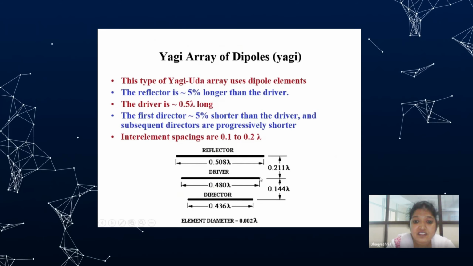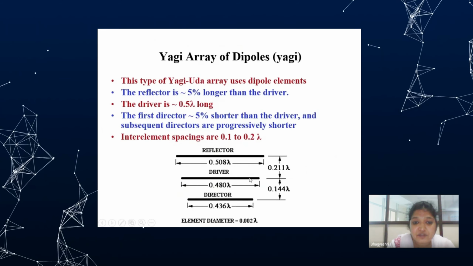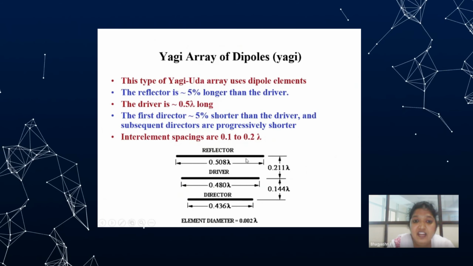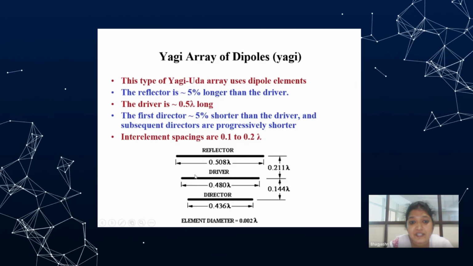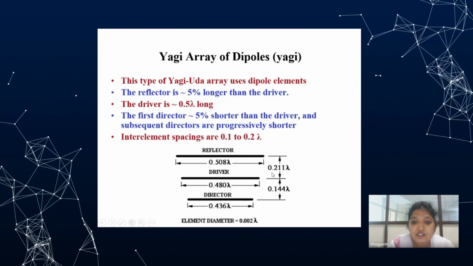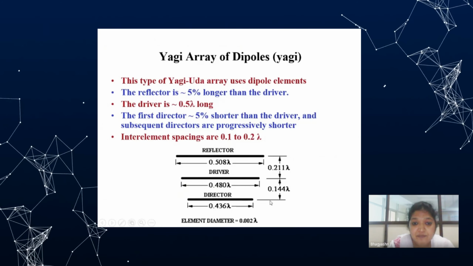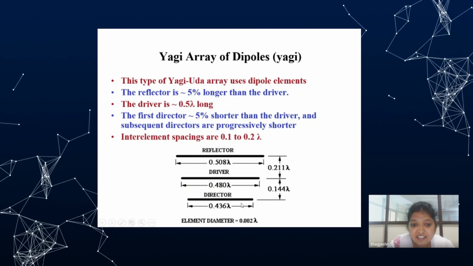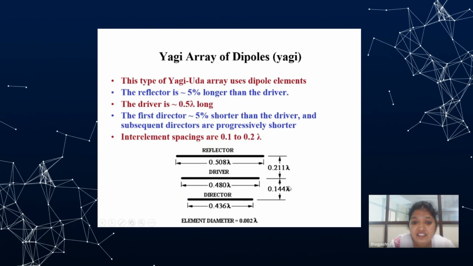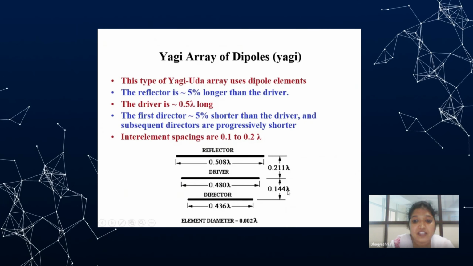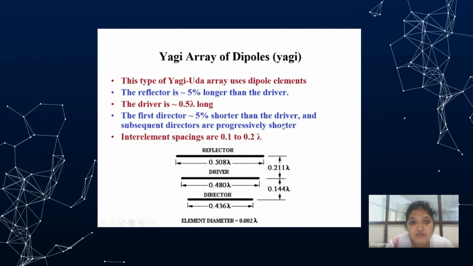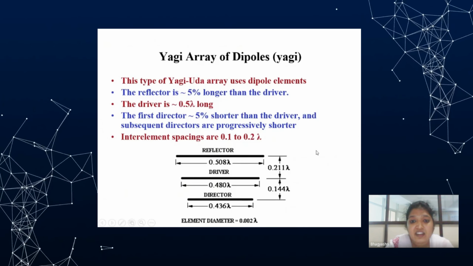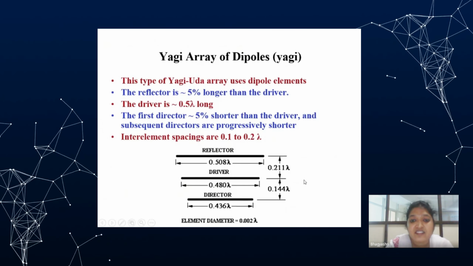Very important is the difference between these elements. If you want to place a reflector, then how far away do we place the driver? That distance is 0.211 lambda, and the first director and second director have a spacing of 0.144 lambda. Okay, so please remember that we don't have a derivation for the Yagi-Uda antenna. We are having an overview. So these are the standard formulas.